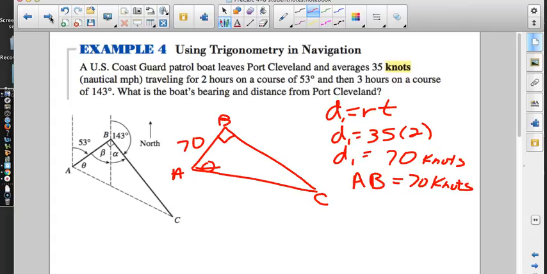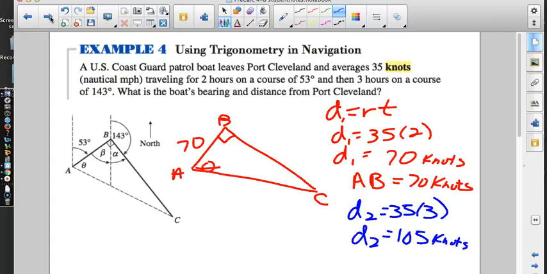You see, it said this is for 2 hours and then 3 hours. Did it say they changed speed? Anywhere in there did it say suddenly they're going faster or slower? Oh, good. We can still use the 35. 35 times 3? Yeah, 105. 105 nautical miles, and we could again label that BC.